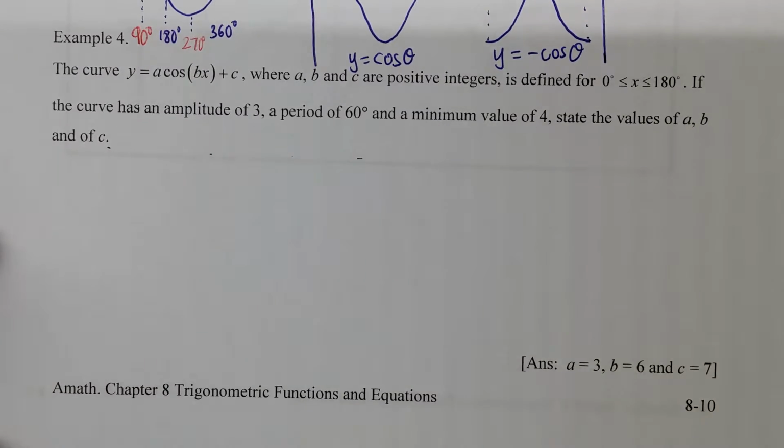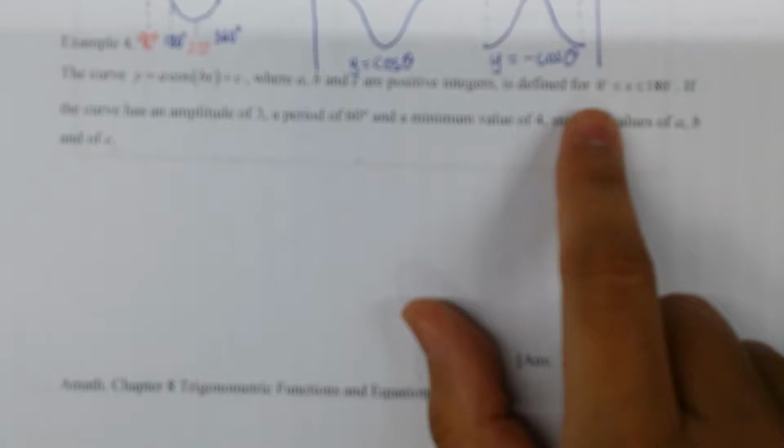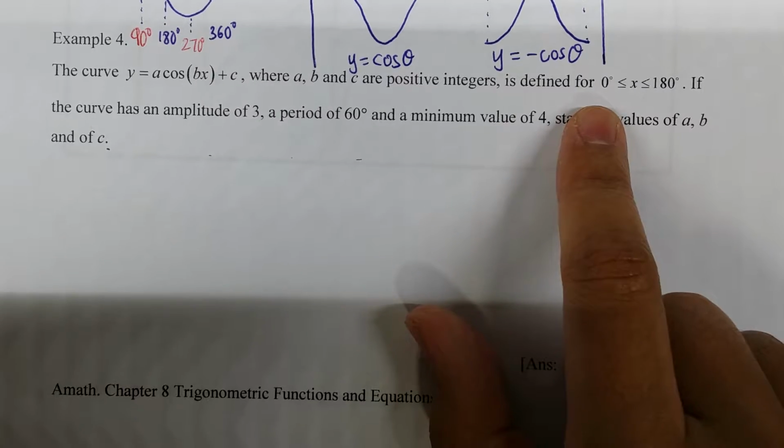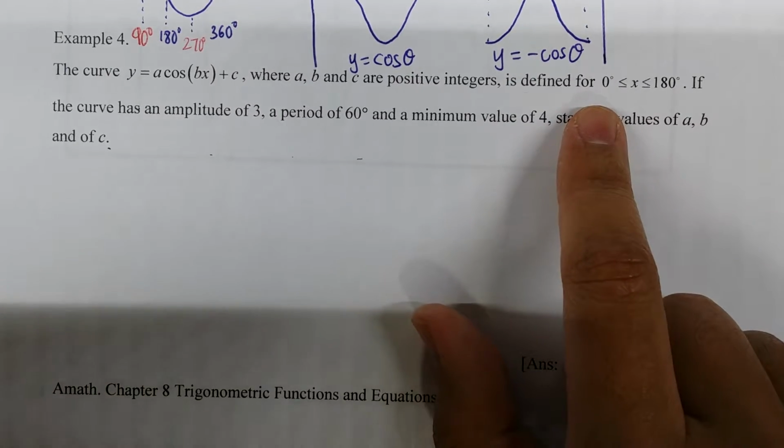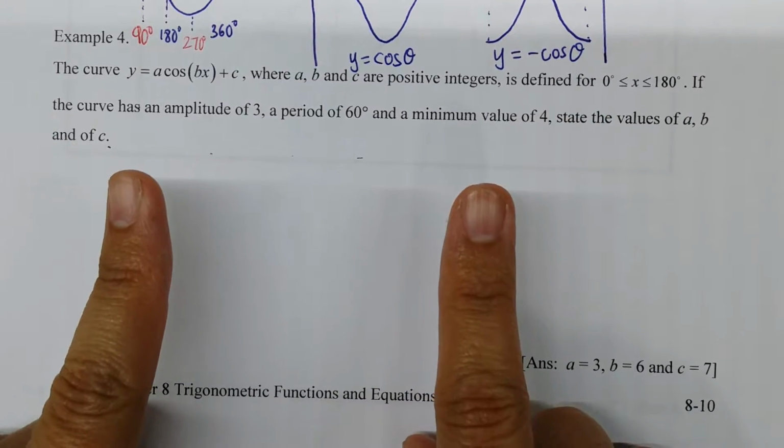Alright, let's continue with this question. We are at page 10 of worksheet 8.5, example 4. The curve y equals a cosine bx plus c, where a, b and c are positive integers, is defined from 0 to 180 degrees only. That means the graph is restricted from 0 to 180.